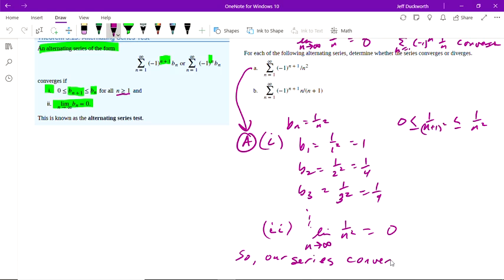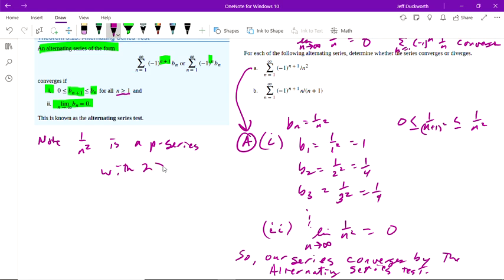series converges by the alternating series test. Again, this doesn't work if it's not an alternating series. Technically this one worked just fine; it's going to converge no matter what. But what about the sum of 1 over n squared? We know it's a p series. Note 1 over n squared is a p series with p equal to 2, strictly greater than 1. So the sum of 1 over n squared will converge.